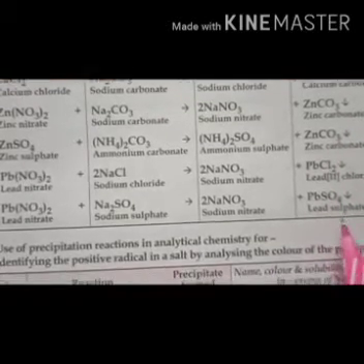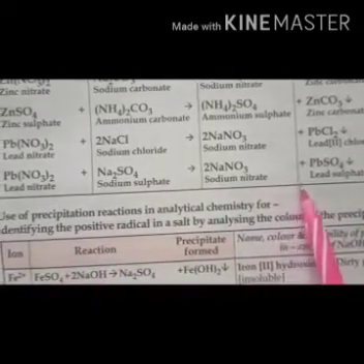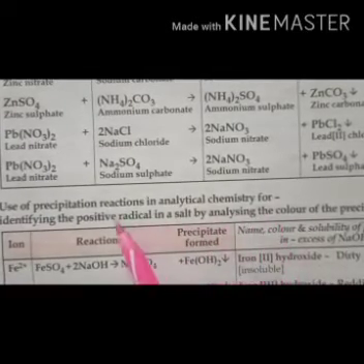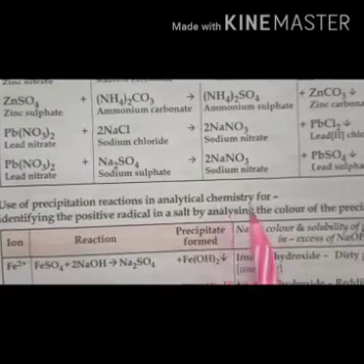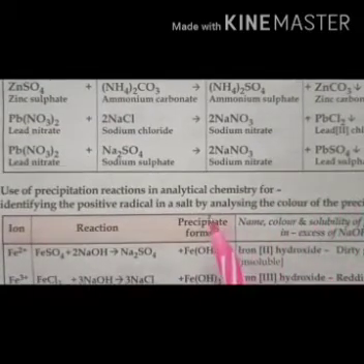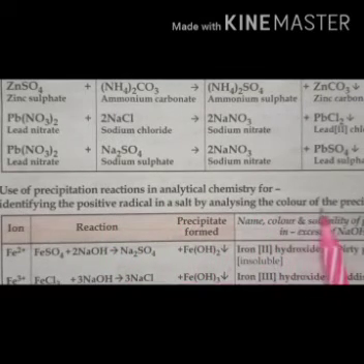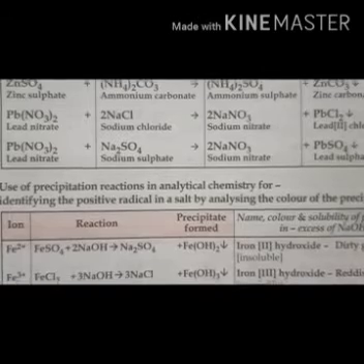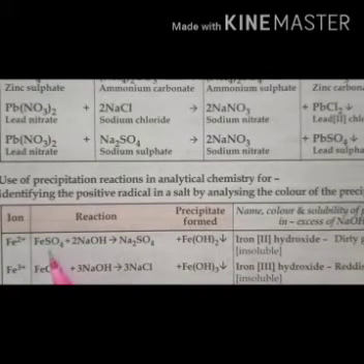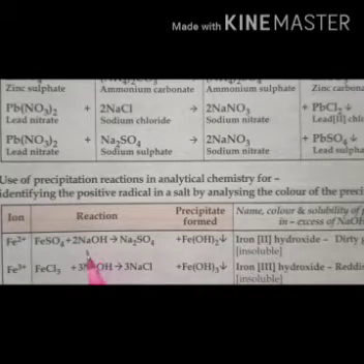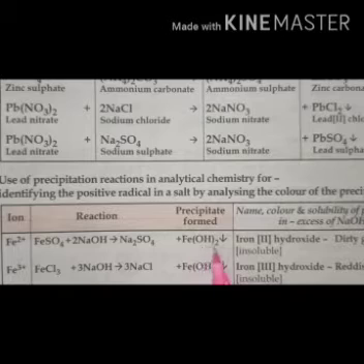Now, the use of precipitation reactions is in analytical chemistry. These precipitation reactions are used in analytical chemistry to identify the given salt, or to identify the given positive radical in a salt by analyzing the color of the precipitate. For example, when iron 2 sulfate reacts with sodium hydroxide, and in analytical chemistry generally we use these two alkalis, either sodium hydroxide or ammonium hydroxide. And what is your reaction? Sodium sulfate plus iron 2 hydroxide is formed.